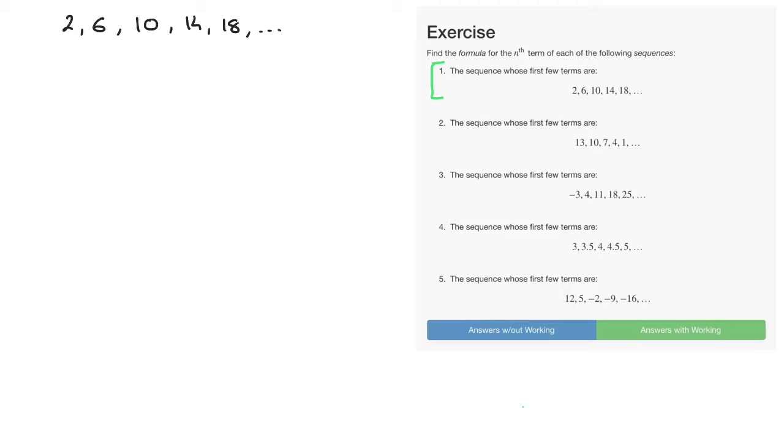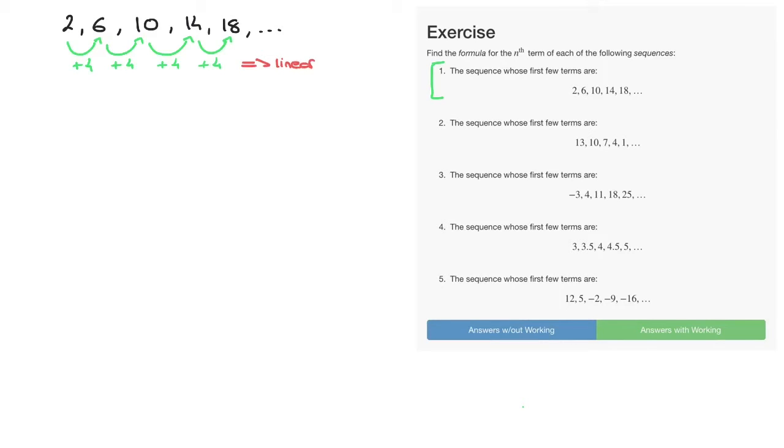So to do that, the first thing we do is look into the differences between the terms as we go from left to right. So from 2 to 6, we're adding 4. From 6 to 10, we're adding 4 again. From 10 to 14, we're adding 4. And from 14 to 18, we're adding 4 again. Since we're always adding the same amount, that means that this is a linear sequence.